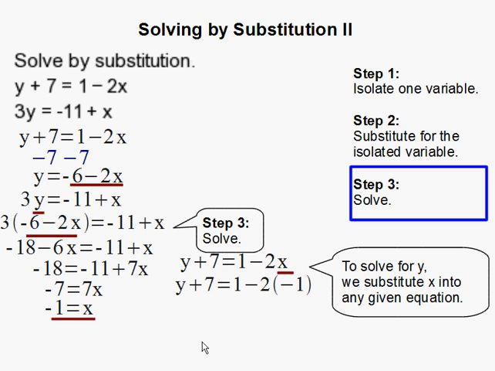I'm going to simplify the equation. Negative 2 times negative 1 gets us positive 2. Then I'm going to simplify 1 plus 2. That gets us 3. Then I'm going to get y by itself by subtracting 7. And 3 subtract 7 is negative 4. So y is negative 4, and x is negative 1. And this completes our problem.